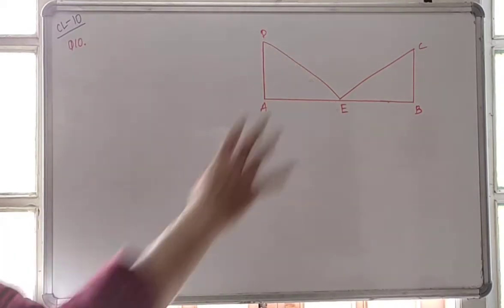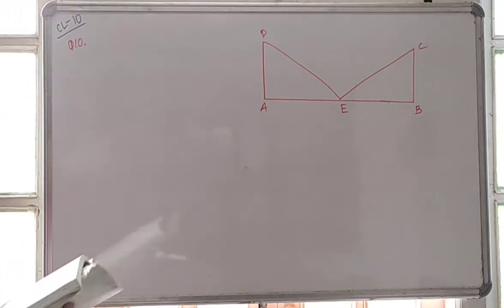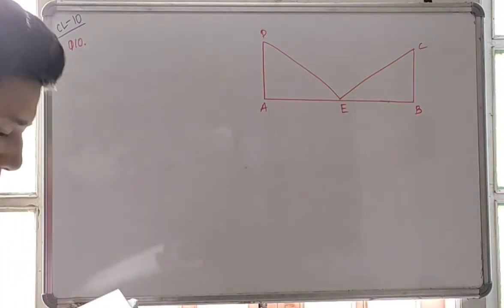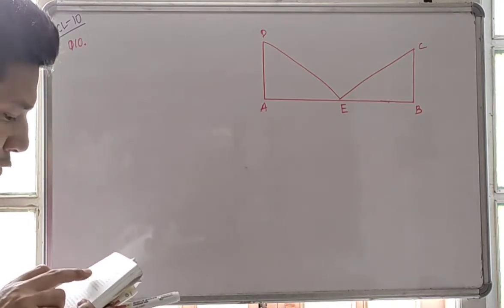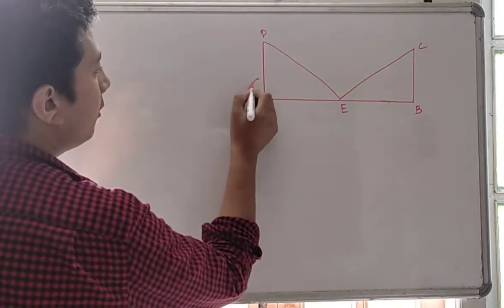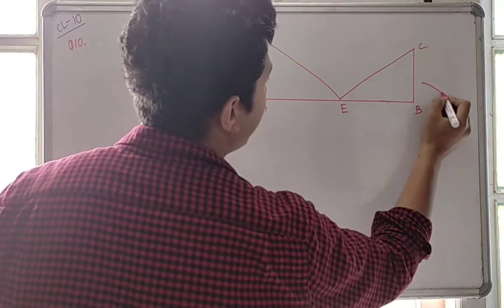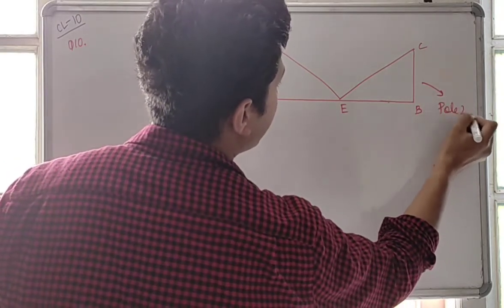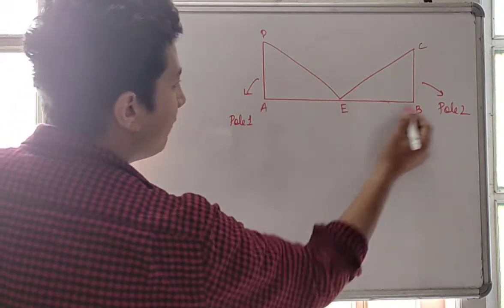That is question number 10. The question says, two vertical poles are on either side of the road. A 30-meter long ladder is placed between the two poles. So I'm giving this as my first pole, pole number 1, and this as my second pole, pole number 2. Two vertical poles are on either side of the road, so this AB is my road.